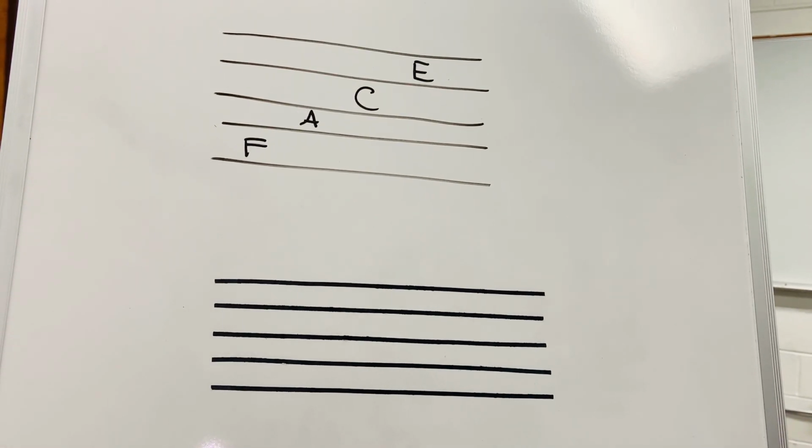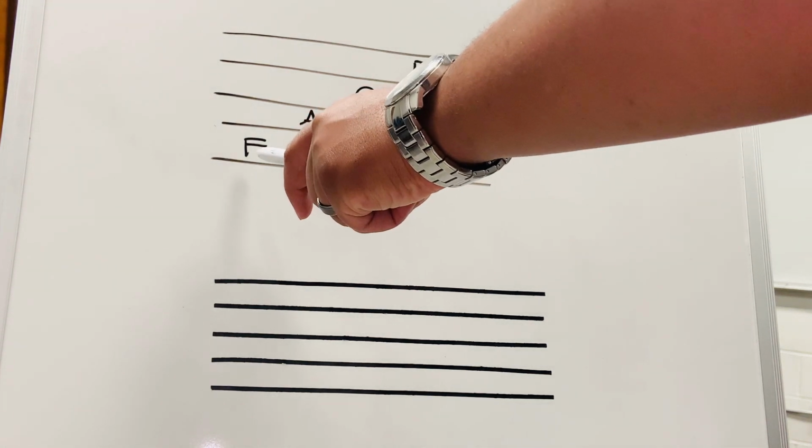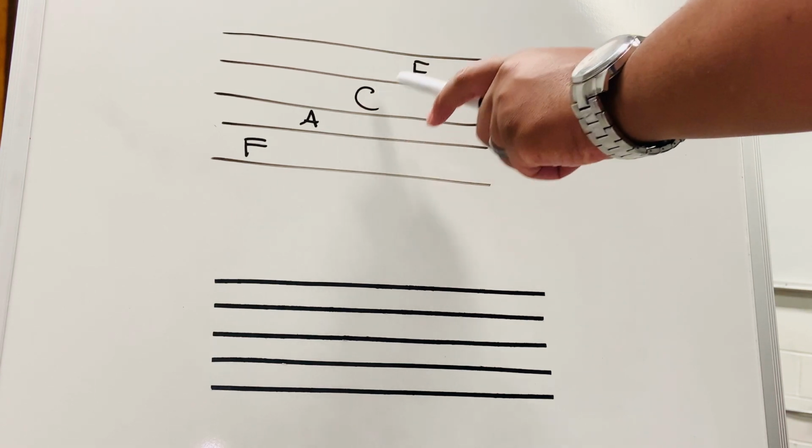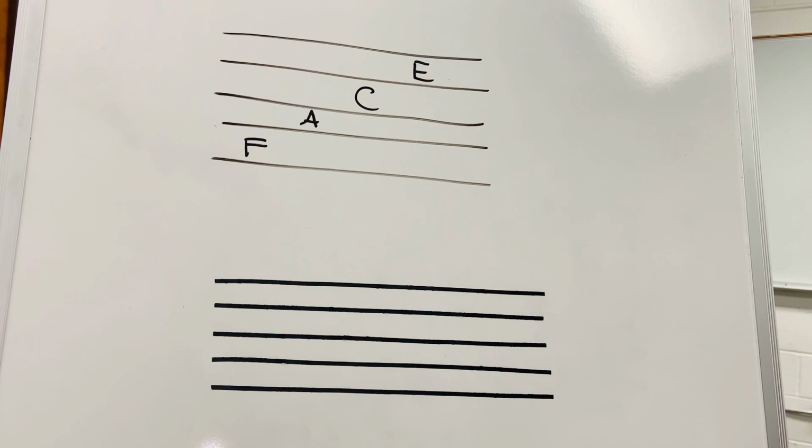For example, this is F, this is A, this is C, and this is E. Again, this is F, A, C, E. So if I said, okay, this is your first example, and I say, draw what order these are in. I'll do it once more.